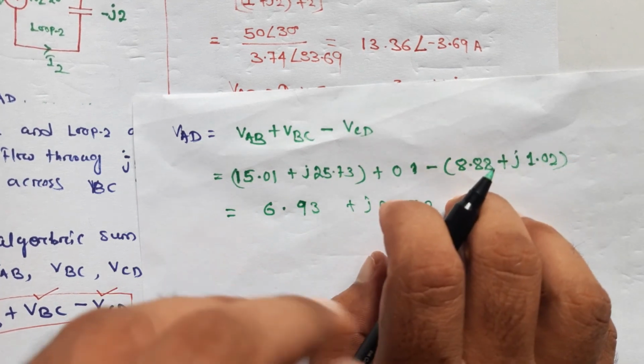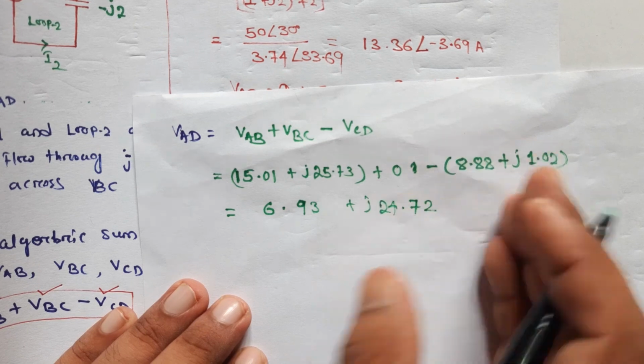For division and multiplication we need polar form.